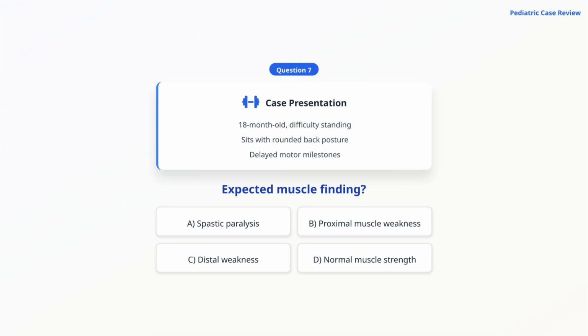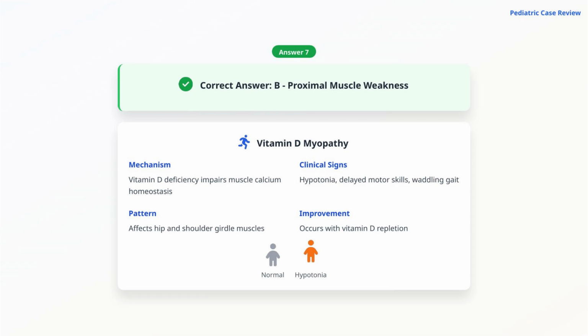Option A, spastic paralysis. Option B, proximal muscle weakness. Option C, distal weakness. Option D, normal muscle strength. The correct answer is B, proximal muscle weakness. Vitamin D deficiency impairs muscle calcium homeostasis, leading to proximal myopathy.